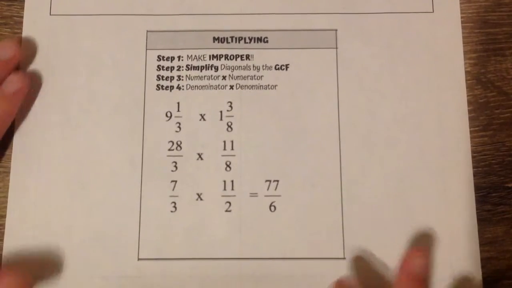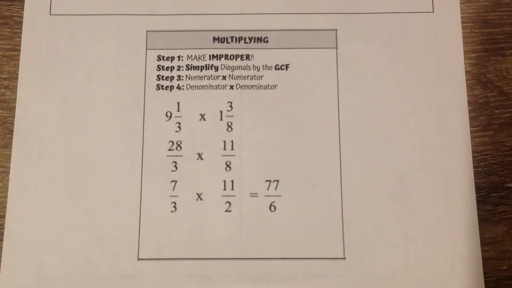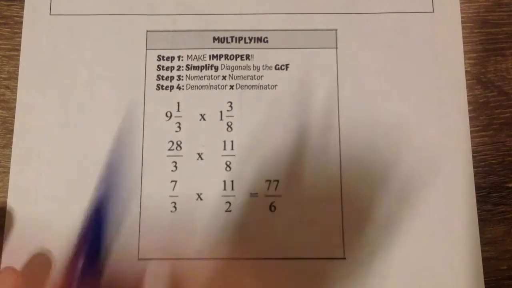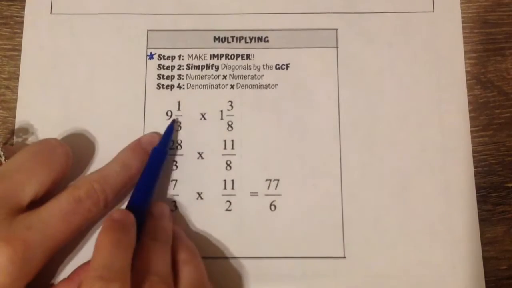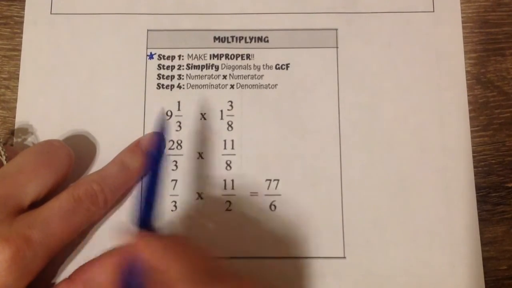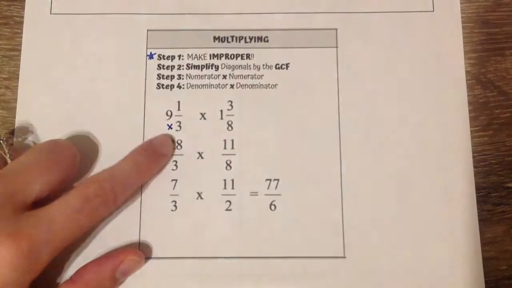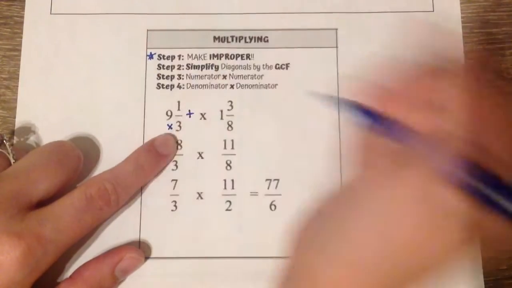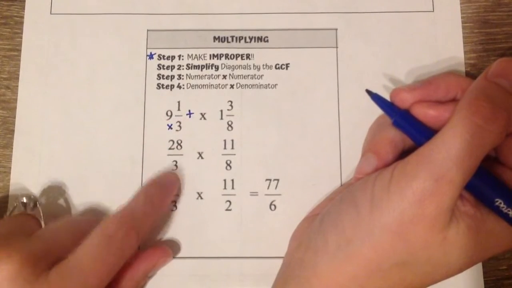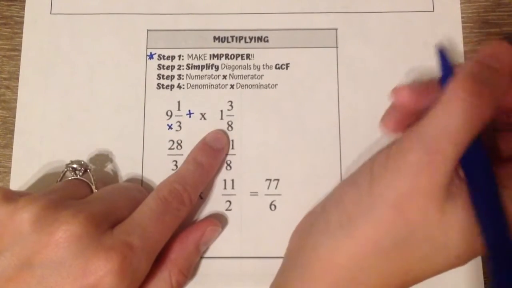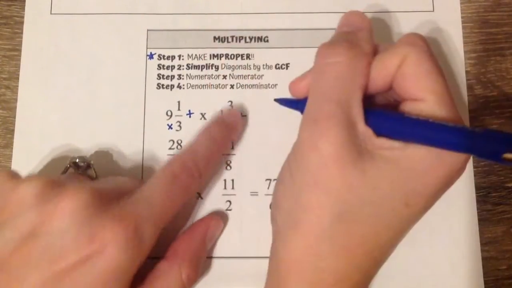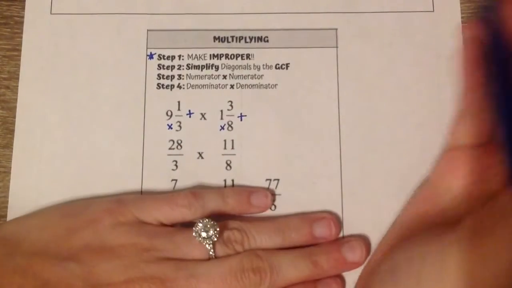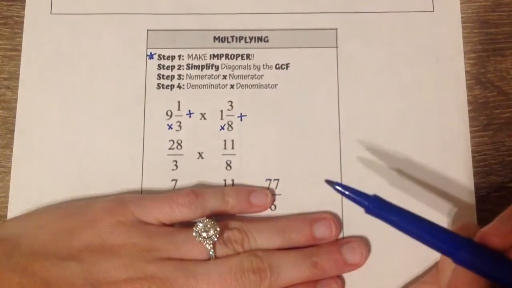So just a quick reminder before we get into volume with fractions, just looking at multiplying fractions in general. The biggest thing here is step 1, we have to make it improper. So what that means is we're taking this mixed number here. I'm going to multiply the 9 times the 3, which gives me 27, plus the 1 on top, which gives me 28 over 3. This mixed number, we're going to do the 1 times the 8 on the bottom, which is 8, plus the 3 on top, which is 11. So now we have 28 over 3 times 11 over 8.